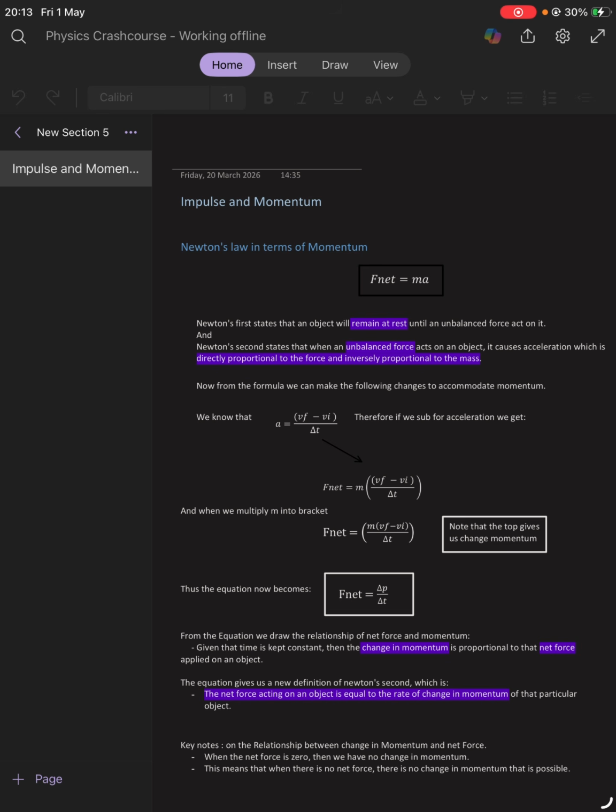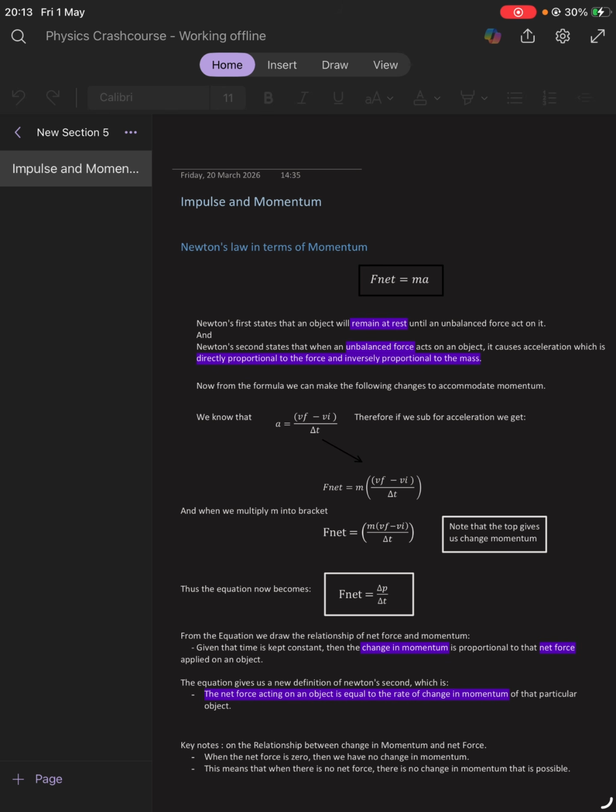Now we know Newton's first law states that an object will remain at rest until an unbalanced force acts on it, and Newton's second law states that when an unbalanced force acts on an object, it will cause an acceleration which is directly proportional to the force and inversely proportional to the mass.